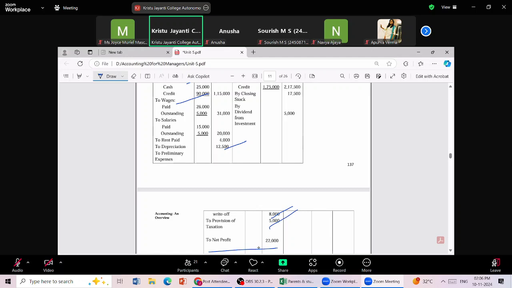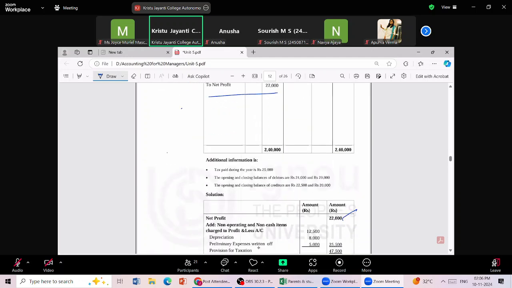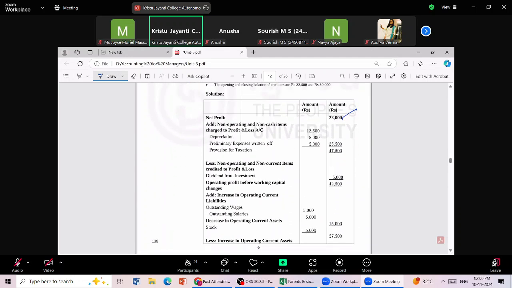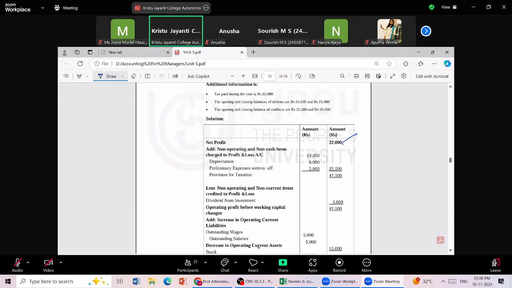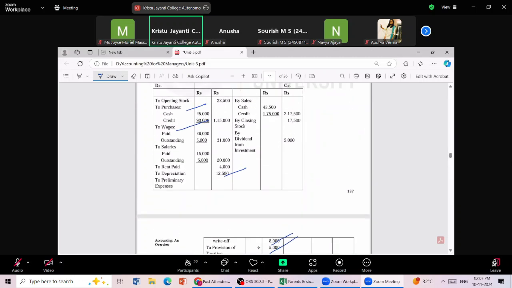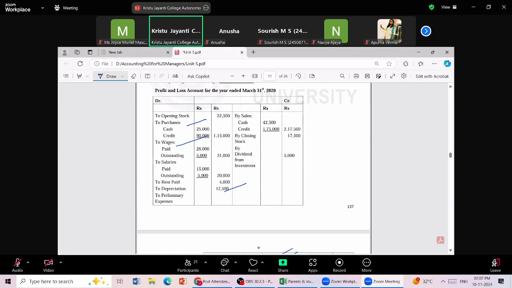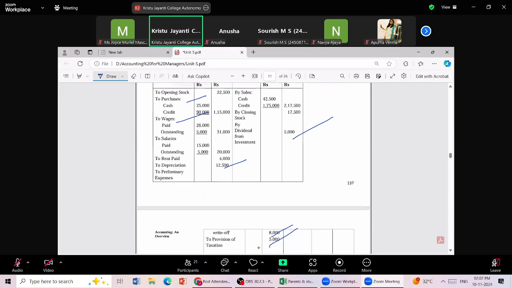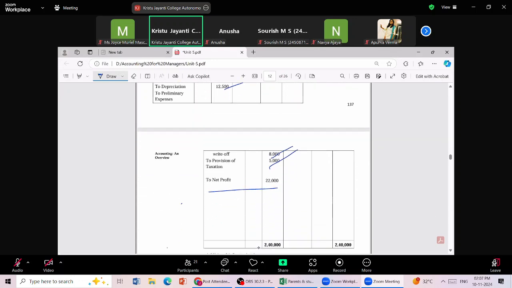Provision for tax is a non-operating item. You need to record it. You can see here, depreciation, preliminary expense, non-operating items, and provision for tax you have added. Now items to be deducted. Dividend from investment, anything on the credit side. Sale is an operating activity, whereas dividend is a non-operating item. So dividend from non-operating items you can minus.